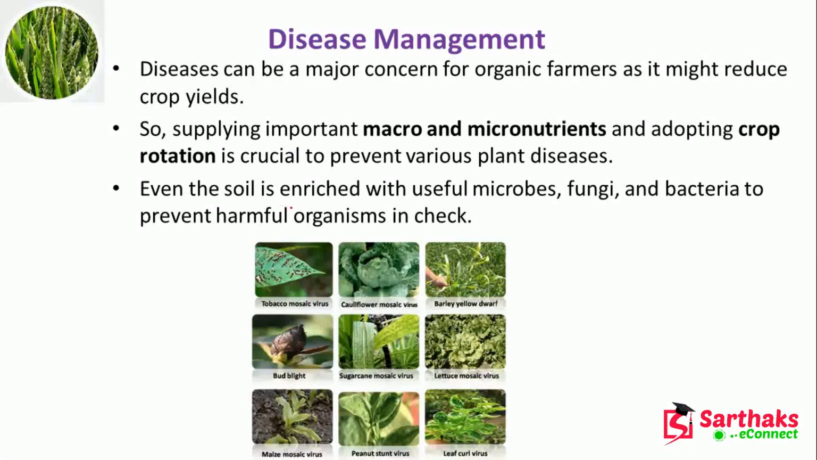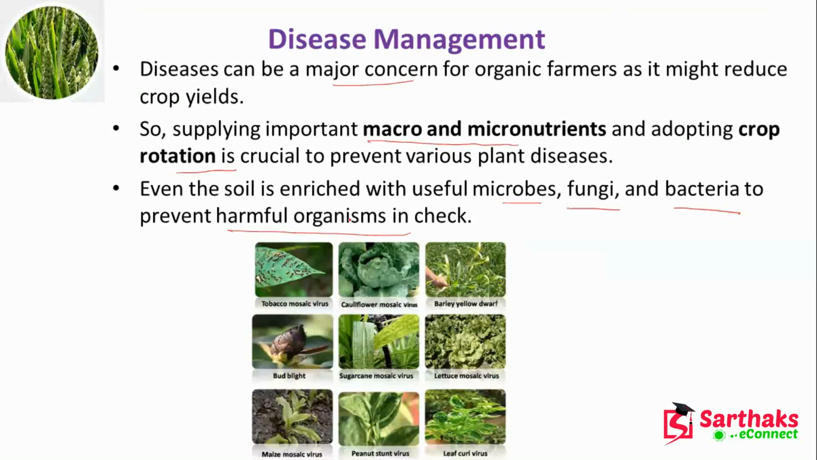Now the disease management. Diseases are a major concern whenever we are going for cultivation. And we supply important macro and micronutrients, and adopting crop rotation is crucial to prevent the various plant diseases. Even the soil is enriched with useful microbes, fungi, bacteria to keep the harmful organisms in check. So we are using different types of disease management methodology.